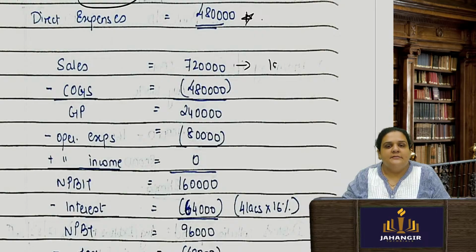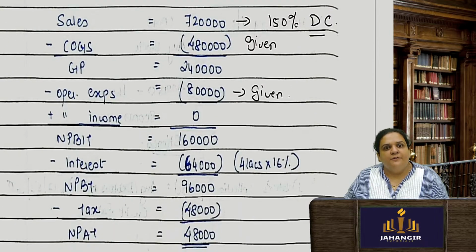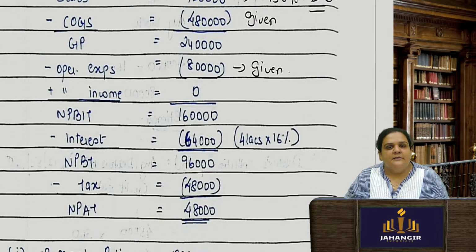How did I get this? This is 150% of my direct cost. The direct cost is nothing but your COGS, cost of goods sold, which is 4,80,000. It's already given to us. Gross profit 2,40,000. Operating expense given again 80,000. Is there any operating income? Not given, 0. So net profit before interest and tax is 1,60,000. 2,40,000 minus 80,000 is 1,60,000. Subtract interest from that.